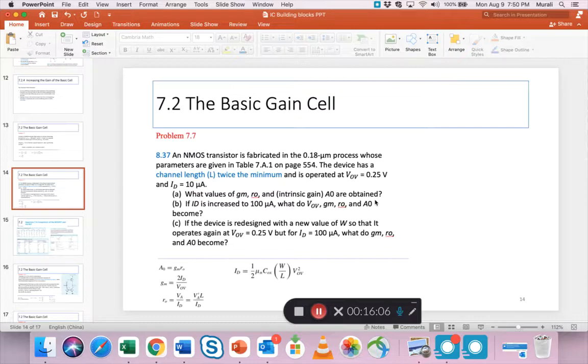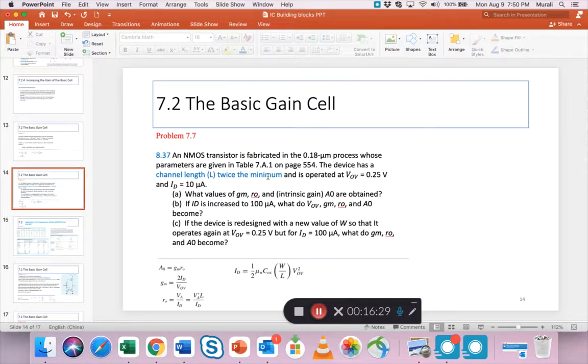Problem 7.7, similar to the previous problem in that it is using 0.18 micrometer process technology, and we have to get some data from a table on page 554. Now this device has a channel L twice the minimum.